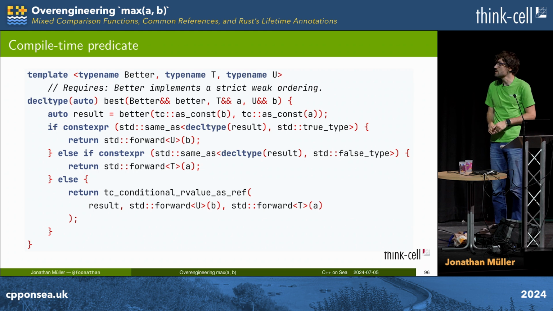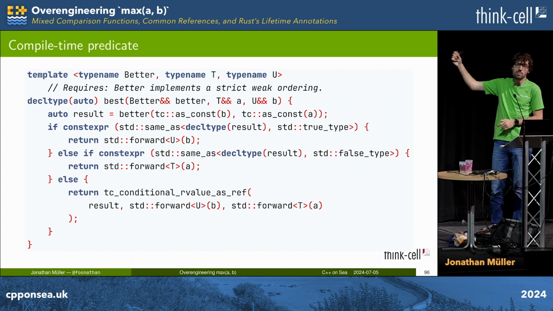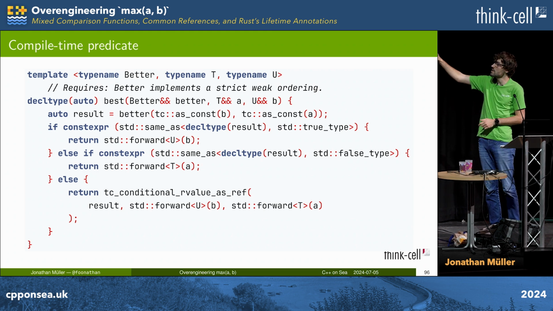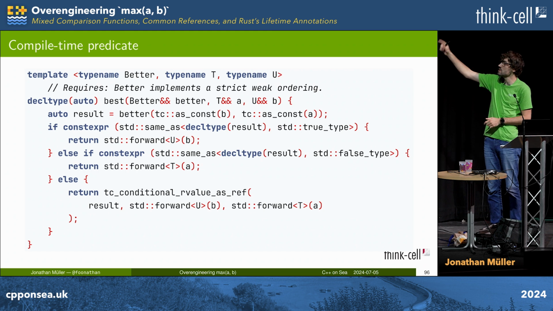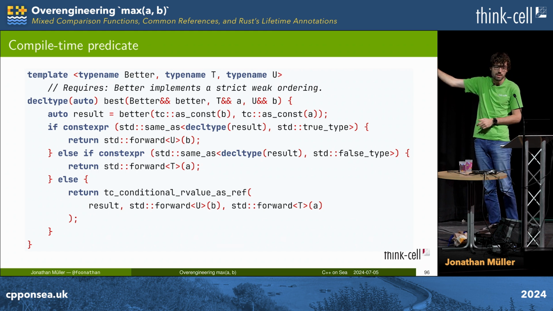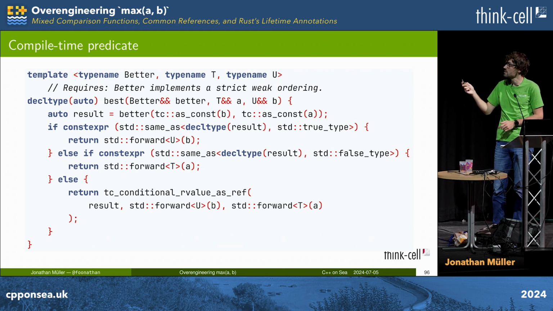This has the interesting consequence that we no longer require a common type between the two, because if you can do the comparison entirely at compile time, the function returns different types entirely. And it doesn't matter. We will see a use case soon.